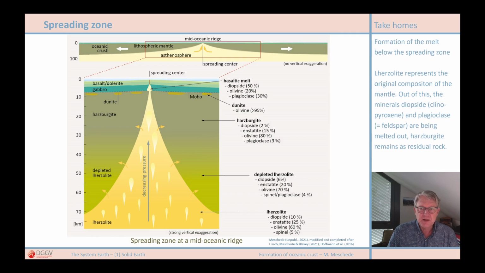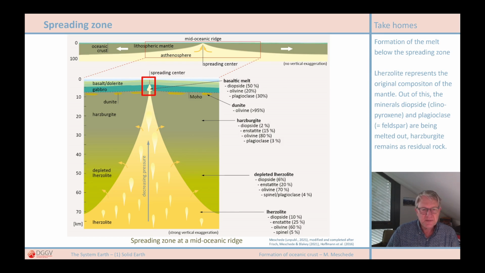At very high degrees of melting, nests can sometimes form that consist almost exclusively of olivine. This rock is then called dunite. It consists of over 95% olivine.